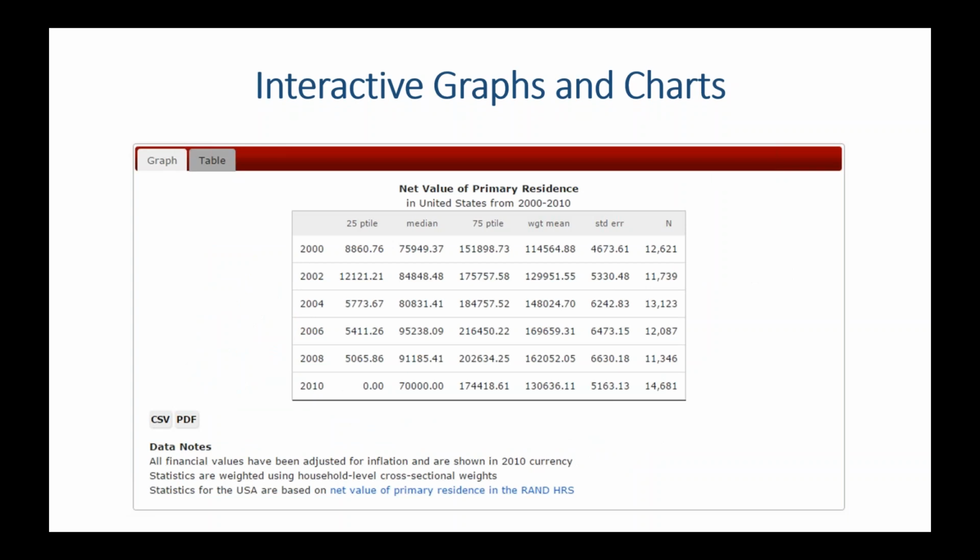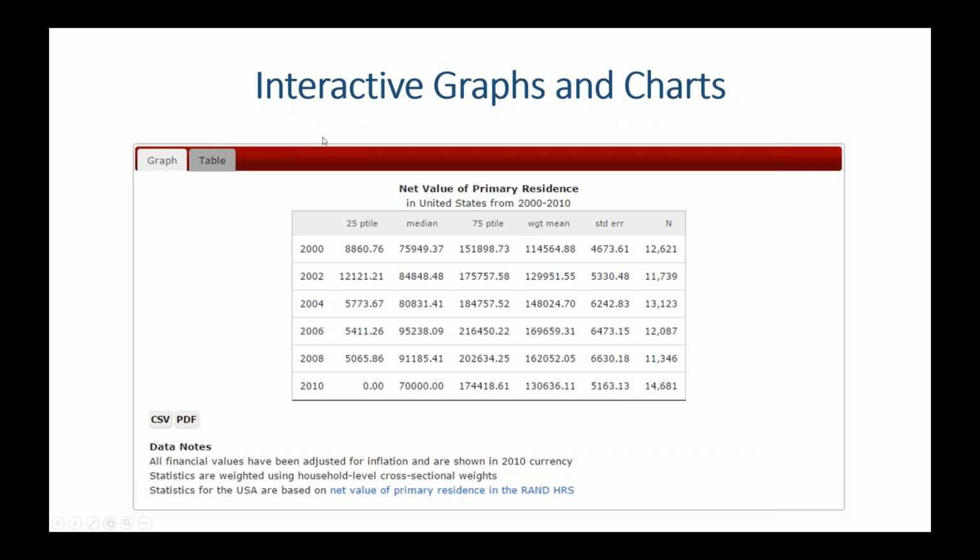So this is looking at the net value of primary residence in the US between 2000 and 2010. And this is interesting because both using the median and the weighted mean here, we can see that people's housing wealth continued to increase 2002, 2004, 2006. In 2008, it stayed right around 2006 levels, and then by 2010, you can see that it's like 2000 levels. People have lost their housing wealth. They've lost everything they've accumulated in the last 10 years, often in their housing wealth.